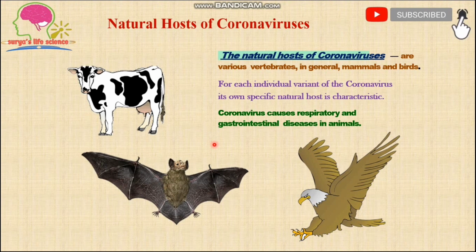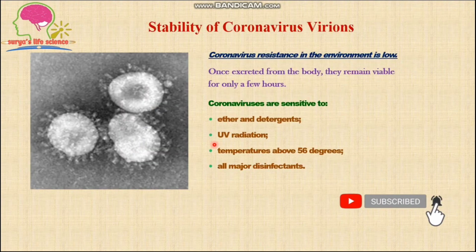Next we have to discuss the stability of coronaviruses. The coronavirus resistance in the environment is comparatively low when compared with other viruses. Once extracted from the body, they remain viable only for a few hours. Coronaviruses are highly sensitive to ether, detergents, UV radiation, temperatures above 56 degrees, and all major disinfectants. That's why it is highly recommended to wash your hands regularly, since coronavirus is a lipid enveloped virus. When we use hand wash or soap, it can easily disrupt the lipid membrane of these viruses, which can lead to the death of the viruses.